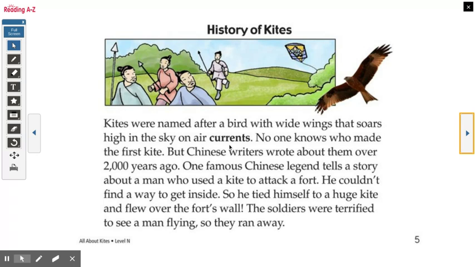Bold print. So you see this word right here? The word is currents. Whenever you come to a word and it's bold like that in the text, most of the time that means that in the very back there'll be a glossary and it will tell you what that word means. It also means that that is a challenge word or a tricky word or a hard word.